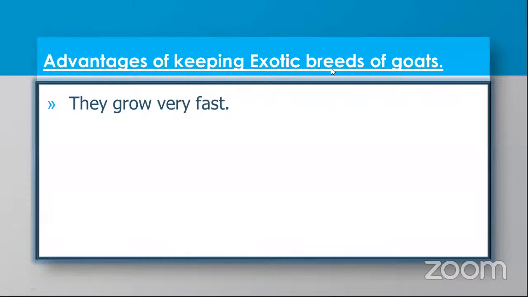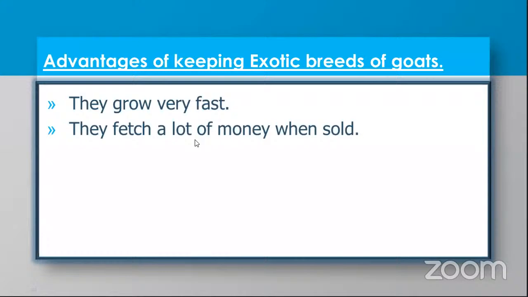That is one. Two, another advantage is that they fetch a lot of money. Because they are big in size, they fetch a lot of money when sold. When you are going to sell them, people are going to consider the size, and they will say, this one is too big. How much? You can even sell it at 1 million, compared to your local breeds that you are keeping. You get it? So that is another one.